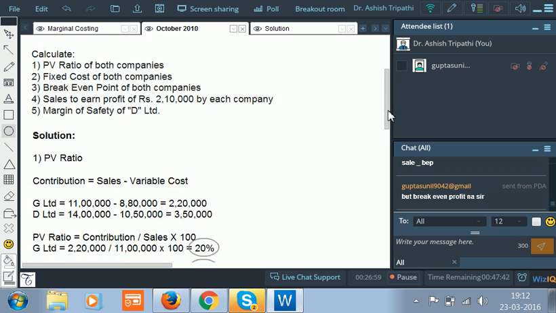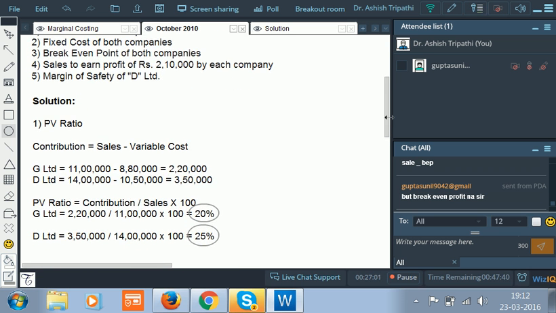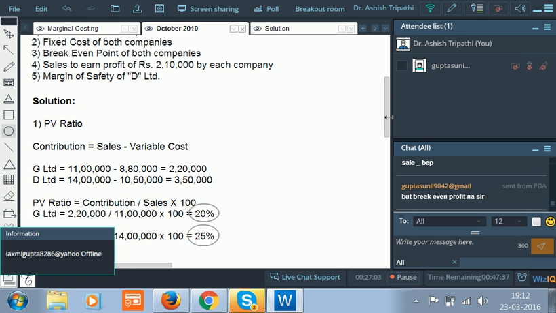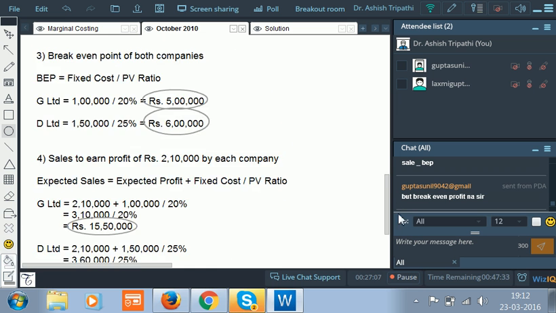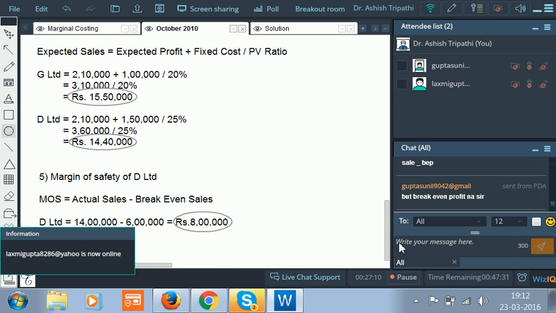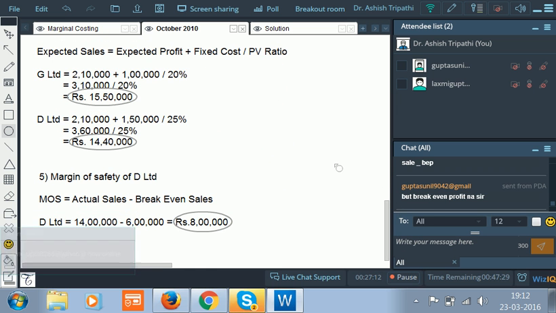So profit is 2 lakh. 2 lakh divided by PV ratio of D limited, which is 25%. So 2 lakh divided by 25%, still you will get the same thing. You will get 8 lakh rupees. So you can see you are getting the same thing, 8 lakhs.